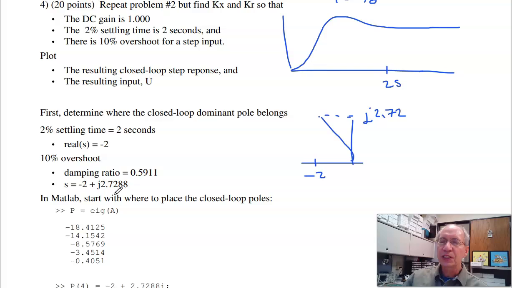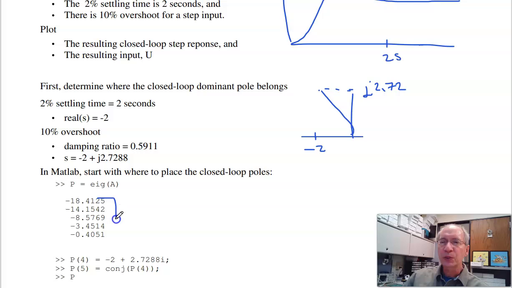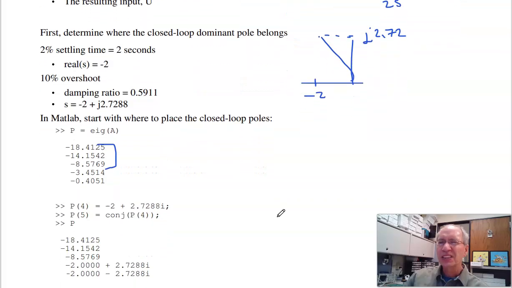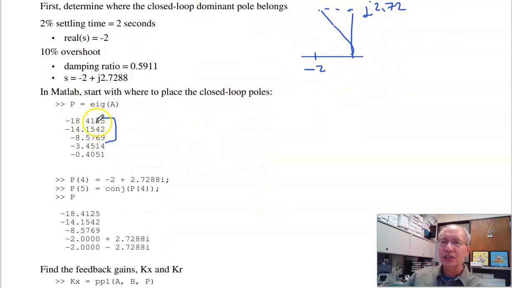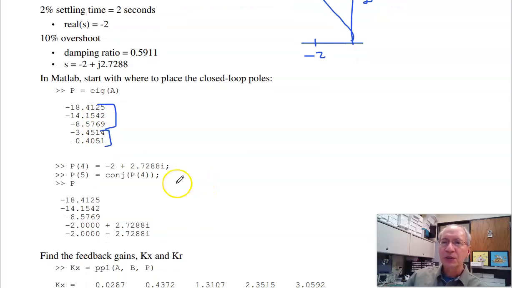Well, this tells me where 2 poles go, the dominant pole and its complex conjugate. I've got 5 poles, however. So where do you put the other 3 poles? I'm going to put them wherever they are in the open loop system. Again, kind of arbitrary, but that's one approach. The poles that are fast, leave them alone, but move these 2 poles right here. So doing that, here's where I want to put the closed loop poles.